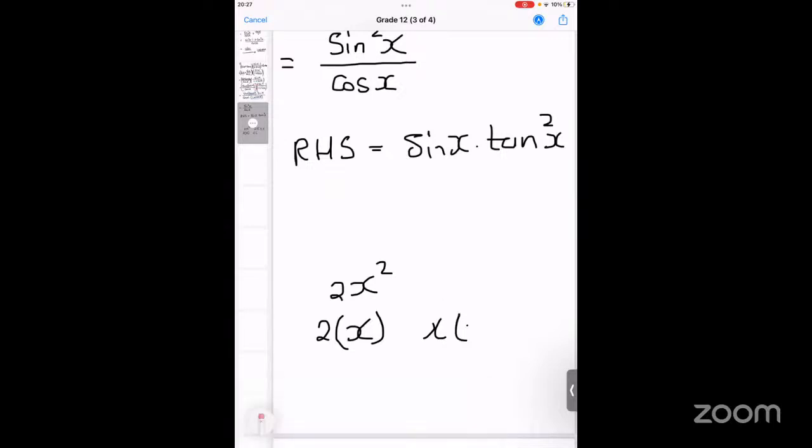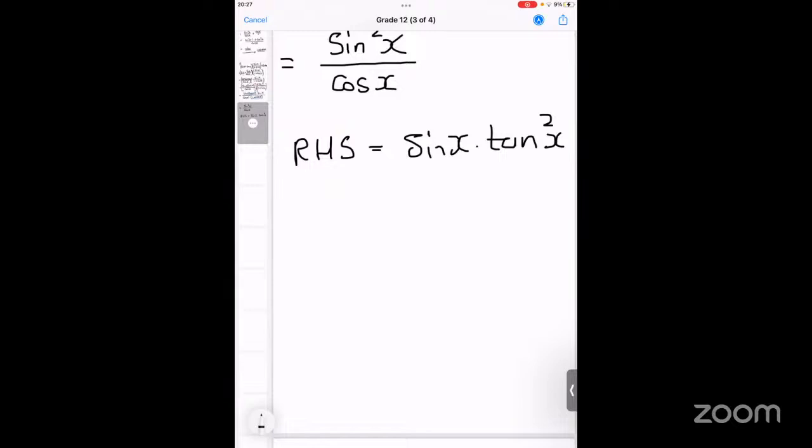So you just need to be careful of that. That's why it's very important that you are able to deal with the fractions. Did I copy that one correctly? Yes, I did.